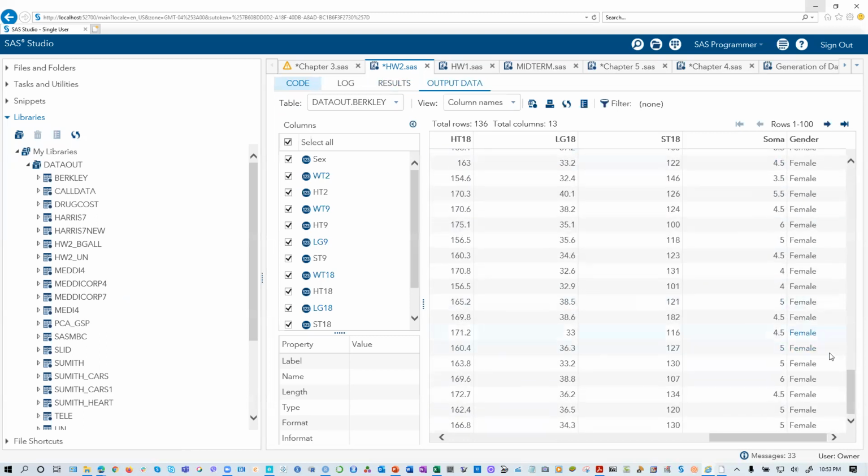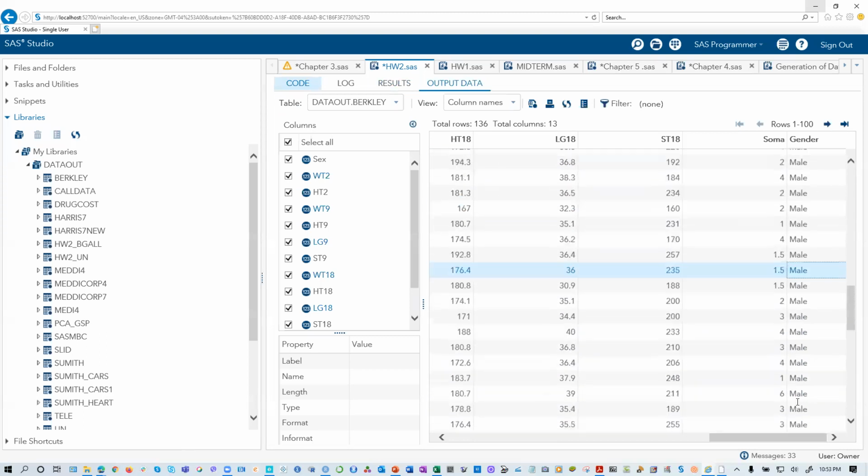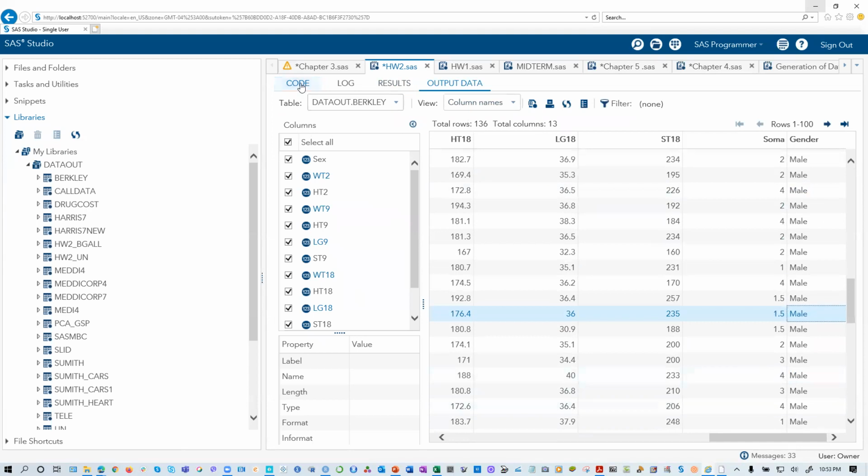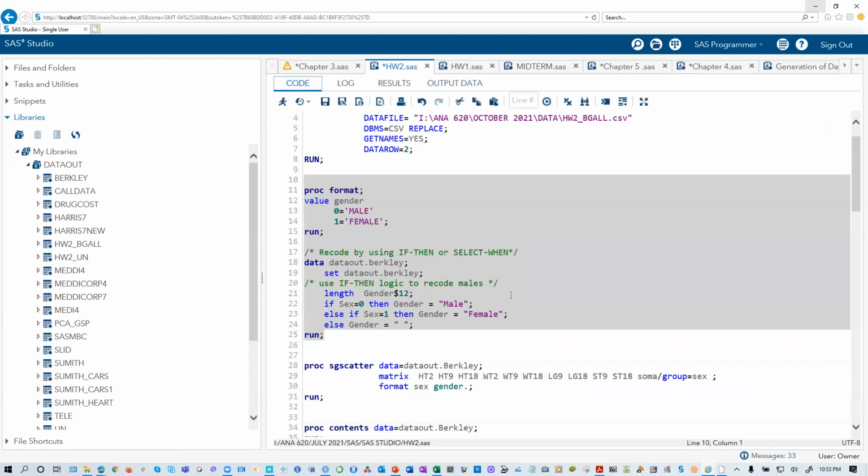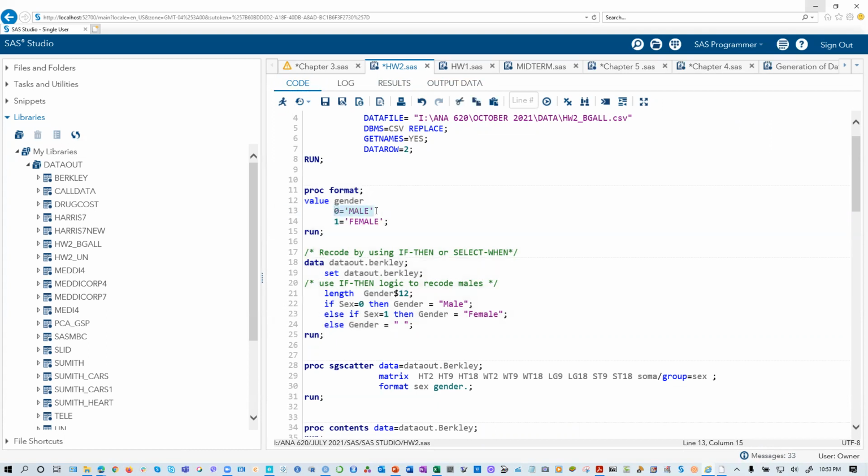See, what I had was 0 and 1. The 0 people are called the males. They were labeled. I'm going to call it gender like this. I'm going to format first. I don't need the 0 and 1. I'm going to call them male and female.